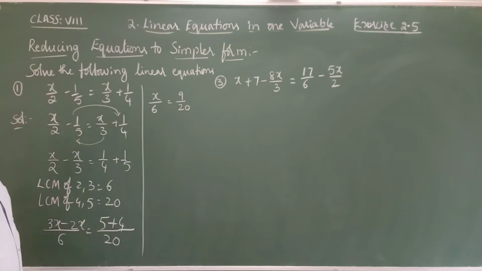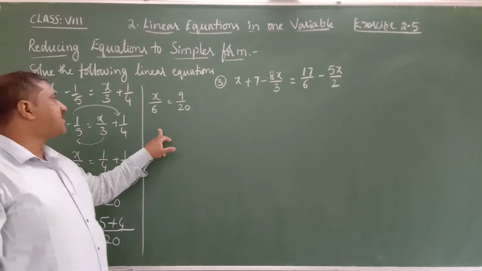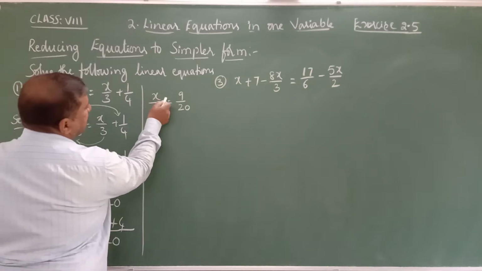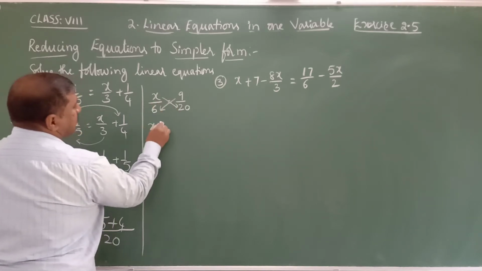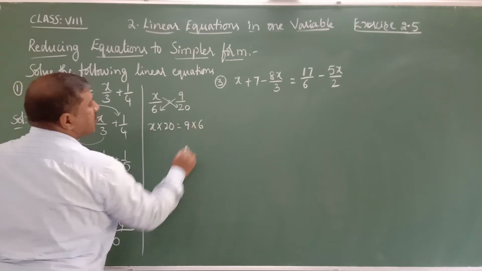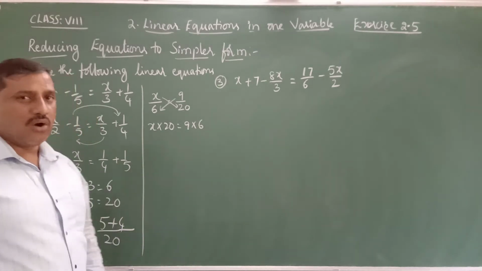9 divided by 20 we got. Now we have two fractions, x by 6 and 9 by 20. Here apply the cross multiplication method. So what do we get by cross multiplying? X into 20 is equal to 9 into 6.